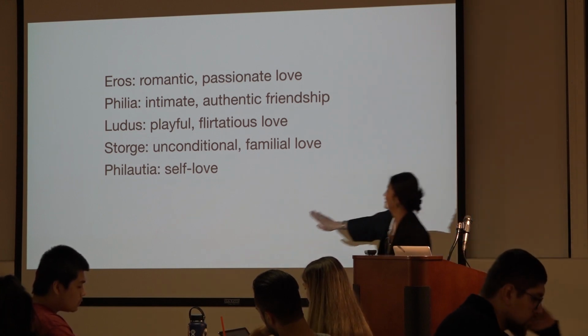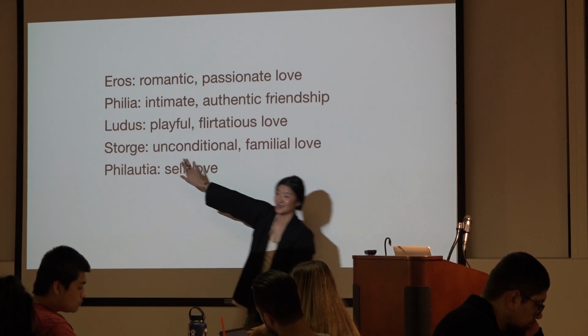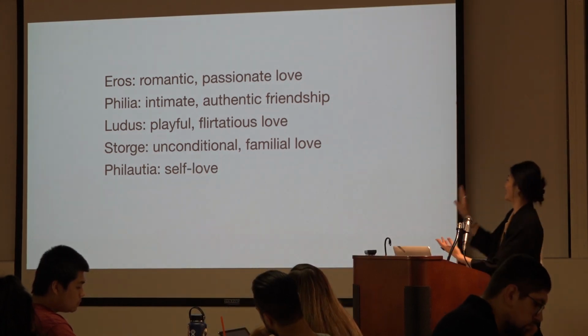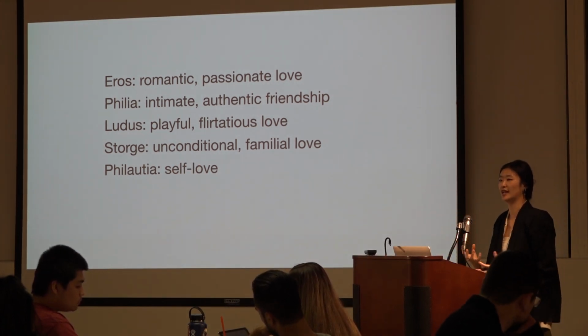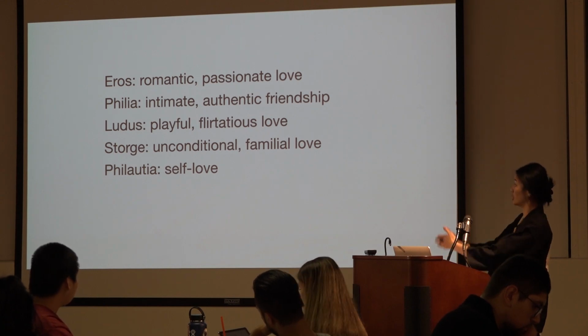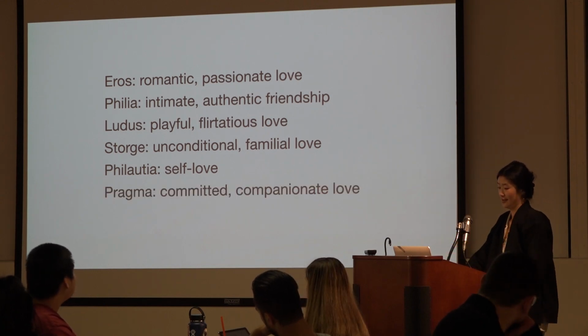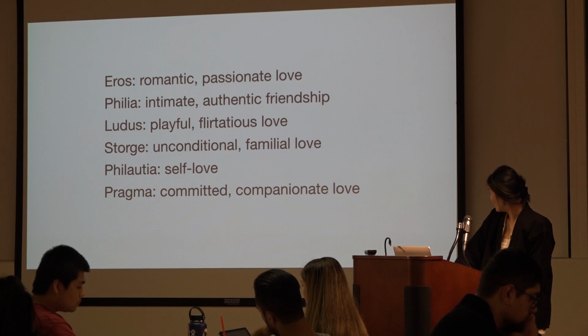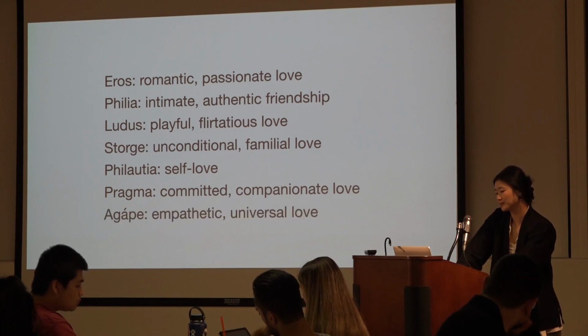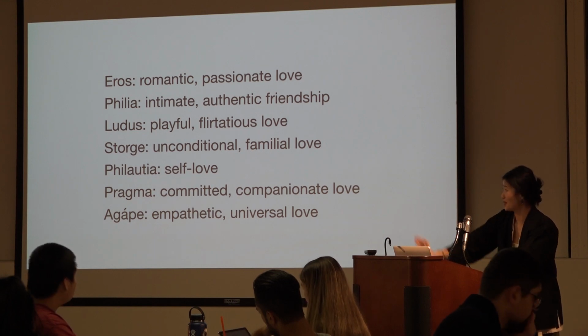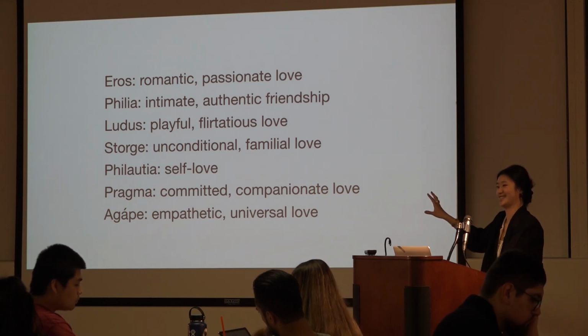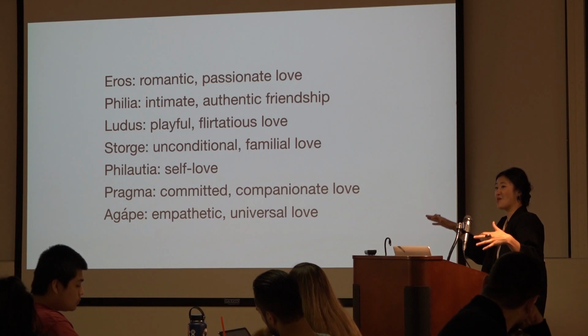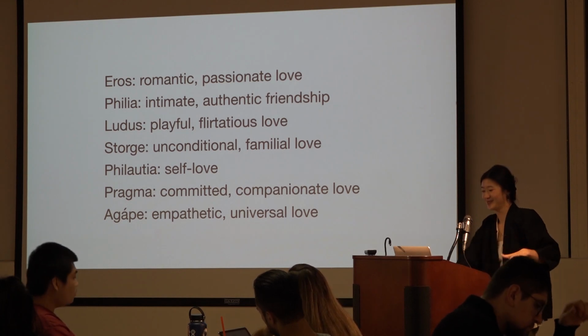And if you take self out of it, it's pretty abstract, but then you add the self in there and suddenly it communicates this very clear method in which you're going to communicate that love. Committed, compassionate love is pragma. And then agape is empathetic, universal love. So seven different buckets for this very, very big umbrella emotion, right?